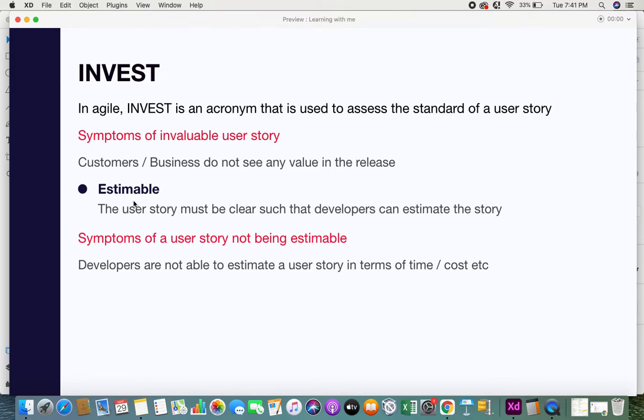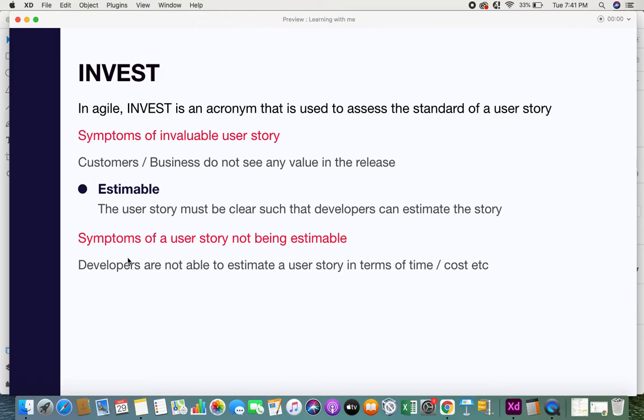And the next one is estimable. So the user story must be clear such that the developers can estimate the story. Of course your user stories need to be estimated by developers, but there are certain times when developers are not able to estimate your user story. So that's going to be a negative symptom of the user story not being estimatable.